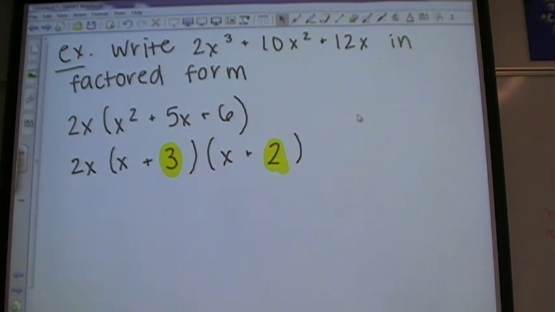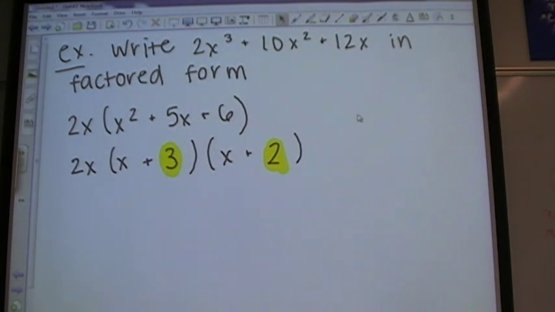Okay, what's the first thing you always do? GCF. When you factor, you look for a GCF. This one does have a GCF. 2x is your GCF, so when you pull that out, you're left with x squared plus 5x plus 6. And the x squared plus 5x plus 6 can be factored to x plus 3 and x plus 2.